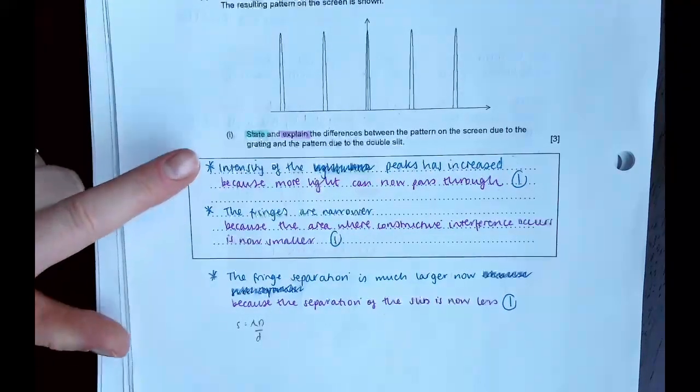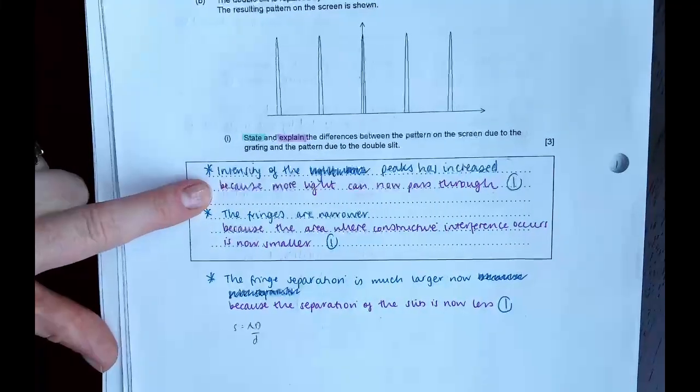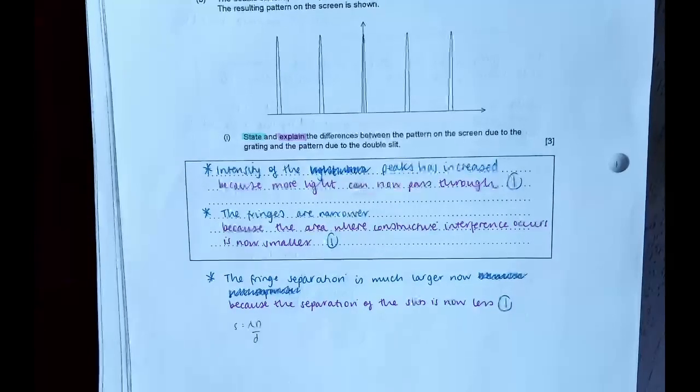And those are your 3 points. But remember, you need the state, so what is different about the pattern, and then the explain, why is it that that's the case, to get the 1 mark there.